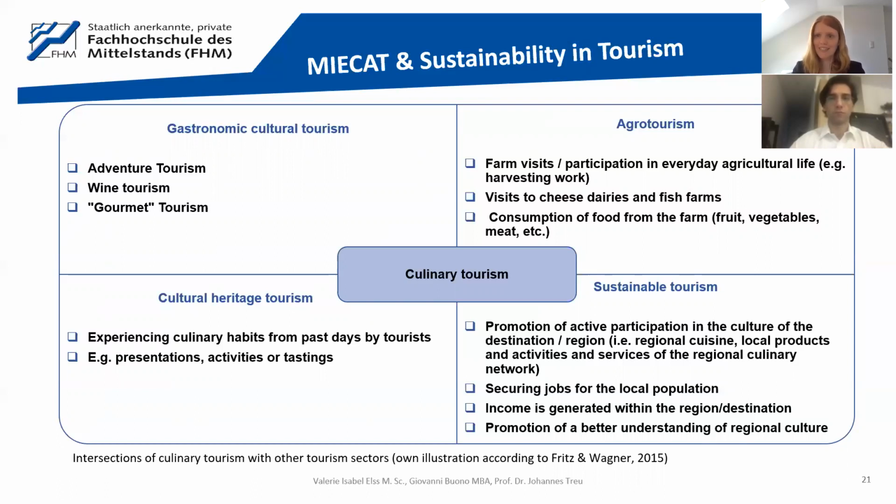And last but not least, we have a very clear intersection with sustainable tourism. So it is possible through these methods of interpretation to foster the promotion of active participation in the relevant culture of the destination. So the tourists can join in the regional cuisine, for example. You can foster jobs for the local population, and you can also generate income within the destination. And if you implement these methods of interpretation sustainably, it's also possible to promote a better understanding of the regional culture for the tourists.